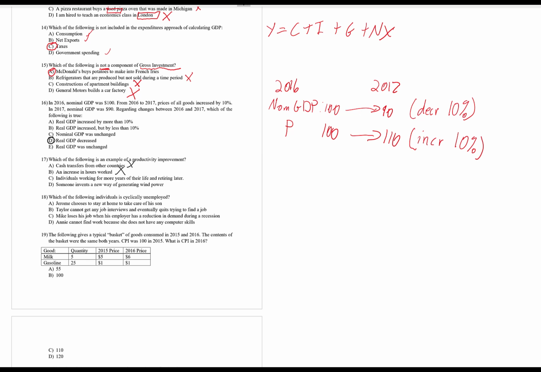Okay. Similarly, individuals working more years of their life and retiring later. Nope, that's not improving what you produce per hour. That's meaning you work more hours and more years. Whereas if someone invents a new way of generating wind power, we talked about productivity improvements being things like new inventions. So the answer here is 17. That is going to allow people to produce more.